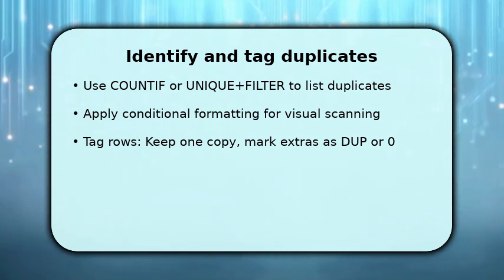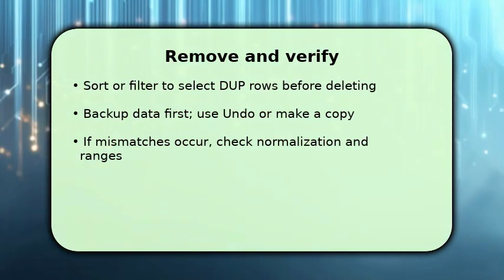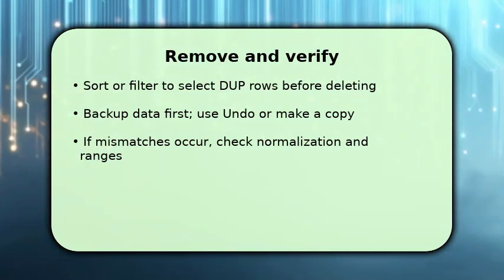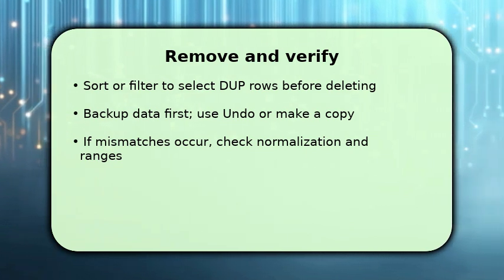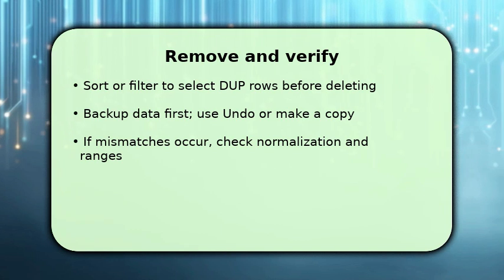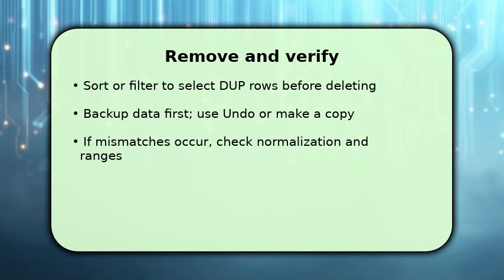To finish, always duplicate the sheet as a backup, then sort or filter to show only rows labeled DUP and delete them in bulk. Once removed, rerun COUNTIF on the remaining data to confirm everything shows 1, ensuring no duplicates remain. Make sure to clear helper columns afterward or hide them.